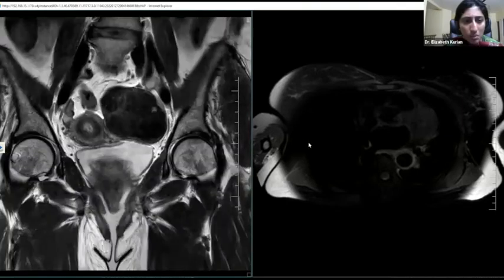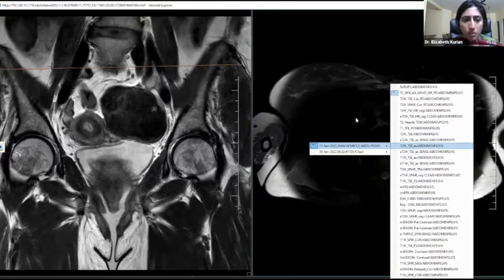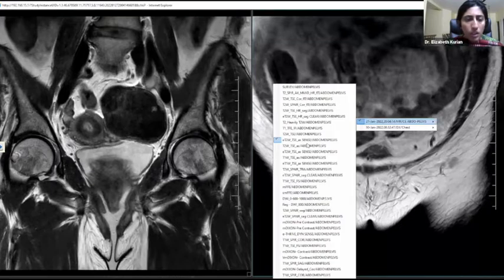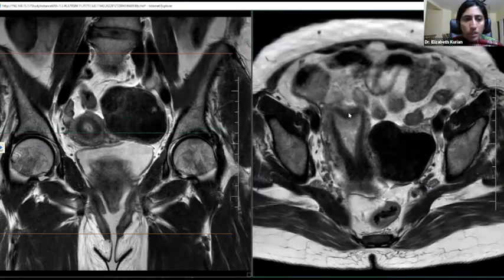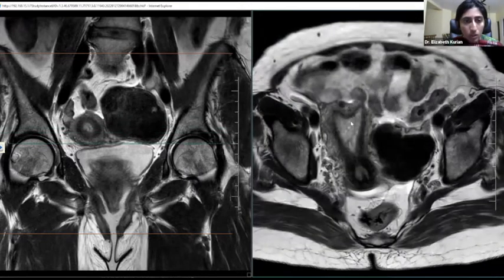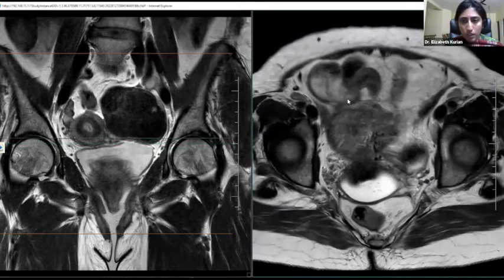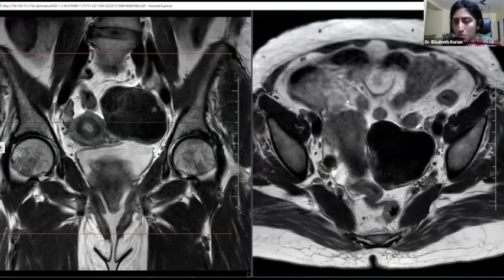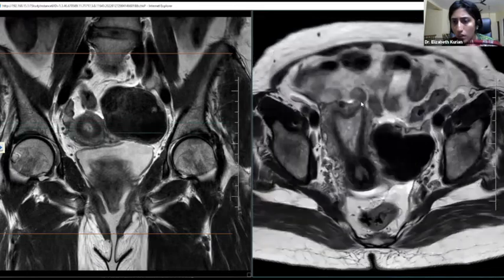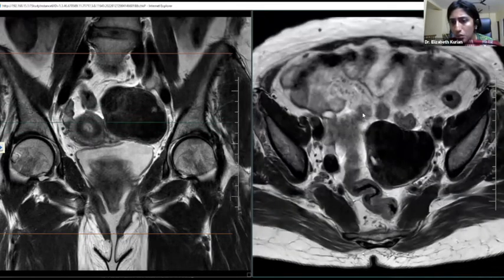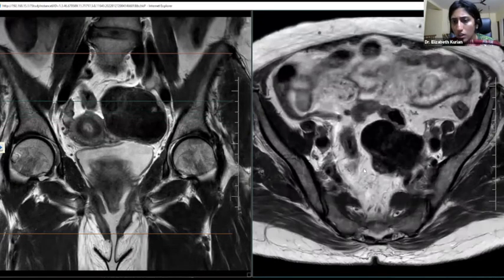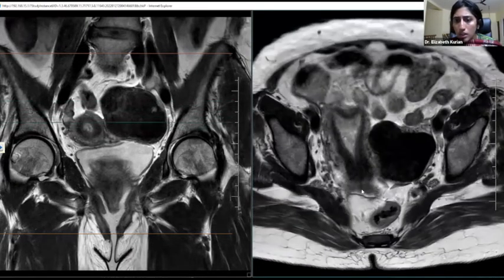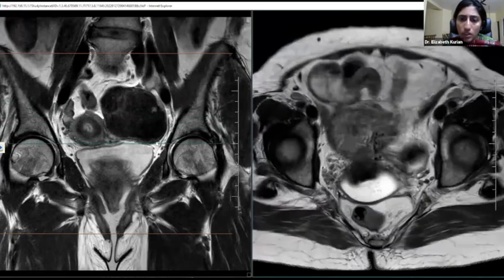Ma'am, shall I start describing? Yeah, you can describe. So I'm given T2 coronal images of the pelvis of the patient. In these T2 coronal images, I can see a predominantly T2 hypo-intense solid lesion in the left adnexa. Axial images are also provided. The left ovary is not separately visualized from the lesion. So it is a T2 hypo-intense solid lesion.